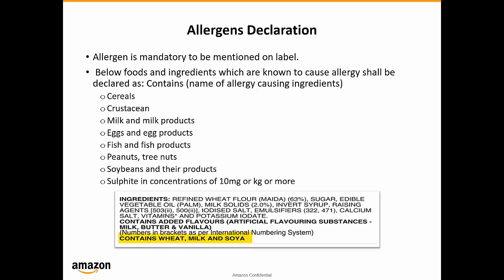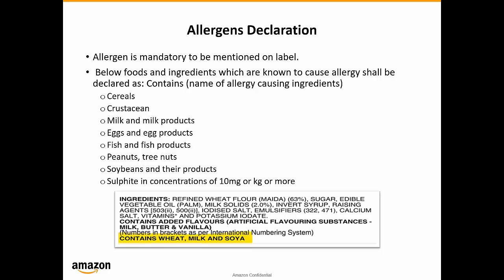Crustacean products, milk and milk products. That is also, for example, you would have heard that few people are lactose intolerant, meaning that they are not able to consume milk. So hence they have to avoid milk because they cannot consume the lactose present in the milk. Their body is unable to break it down. So for them, it should be clearly mentioned that milk and milk products are present. So contains milk and milk products. So they should choose their product wisely, whether they want to consume it or not.